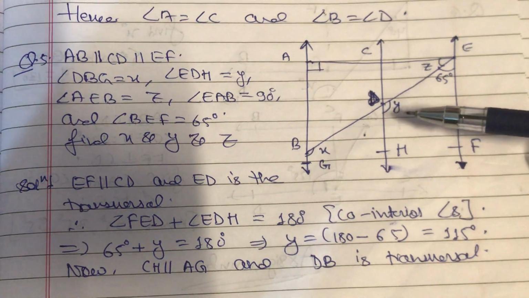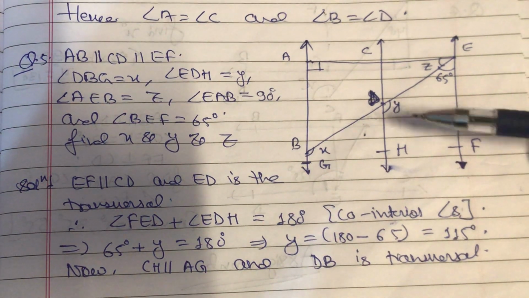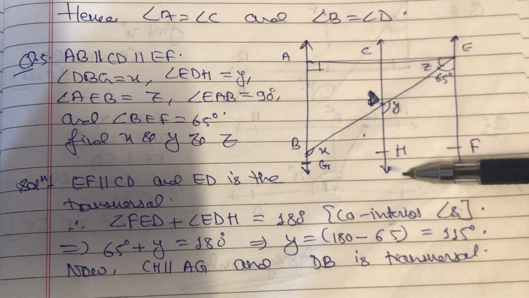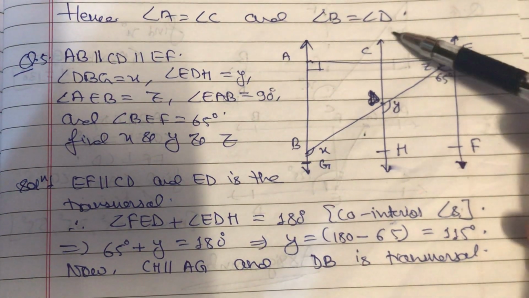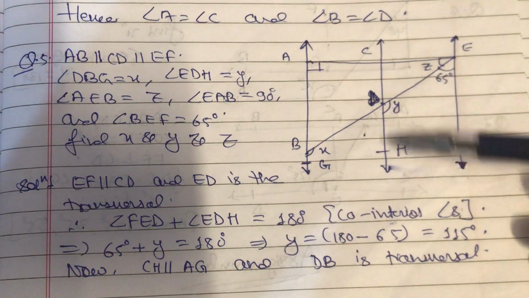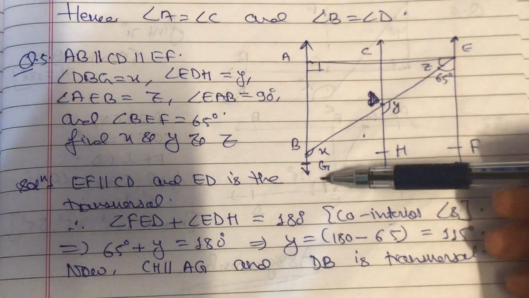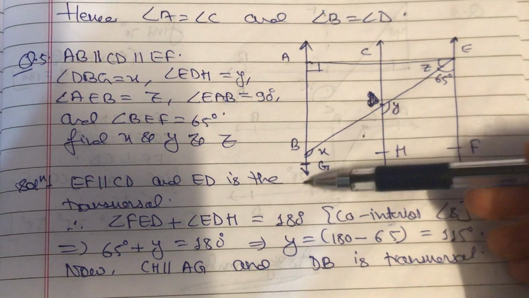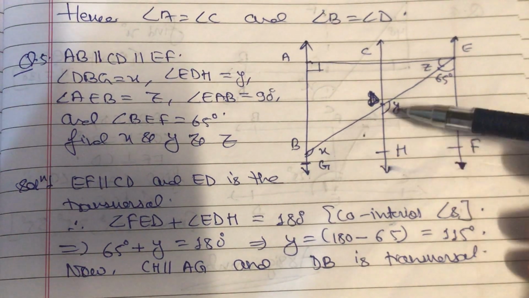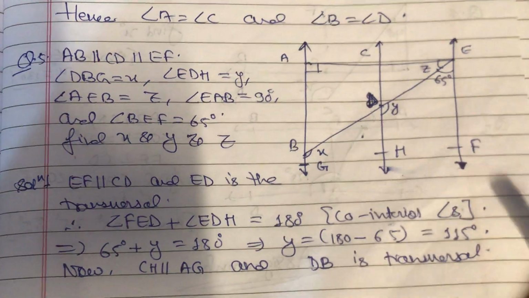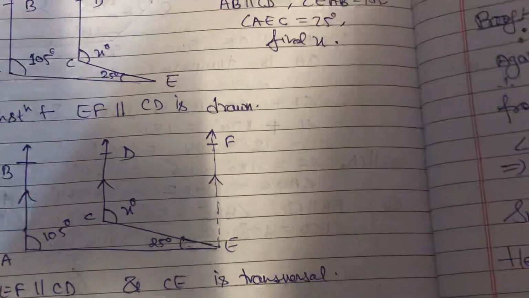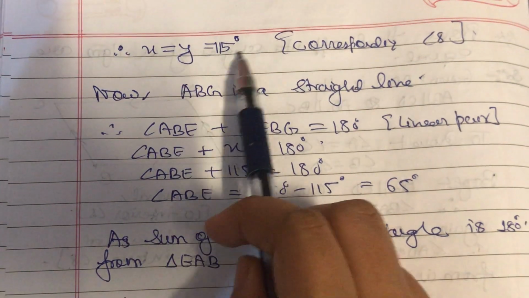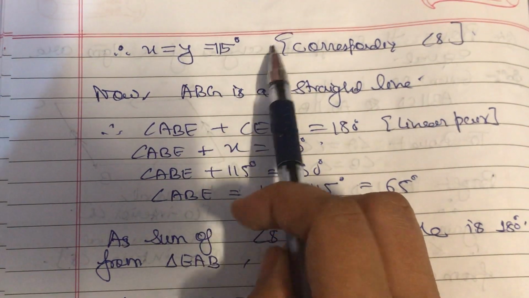Now I have the value of Y equals 115, right? Now CH is parallel to AG, right? And DB is a transversal. Then can I say X equals Y, corresponding angles? So using that concept, I can say that X equals Y, corresponding angles, which is 115 degrees.